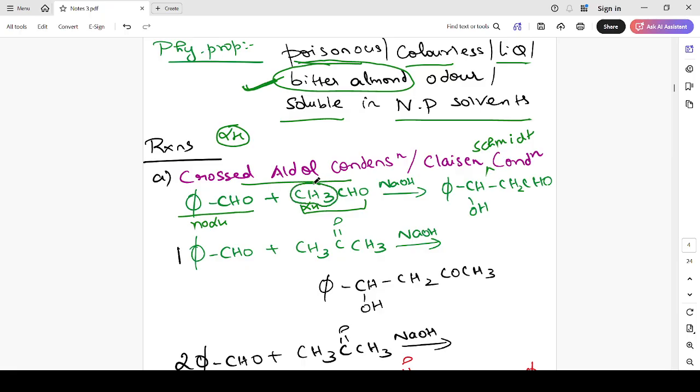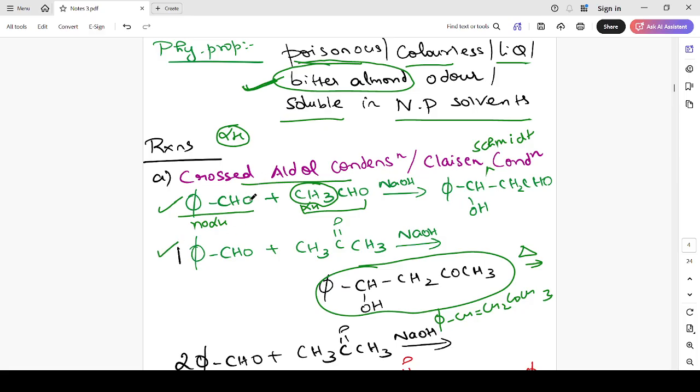We know what should happen here because it does not have any alpha hydrogen. The other one should be the one which forms the enolate ion, isn't it? So it would have formed a carbanion, then it would have added here, followed by heating, and then it would have given me CH=CH-CO-CH3. Correct? Children, this is one reaction, and that is another different reaction. Here we treated with aldehyde to get this product. Here we are treating with ketone to get this product. Clear?